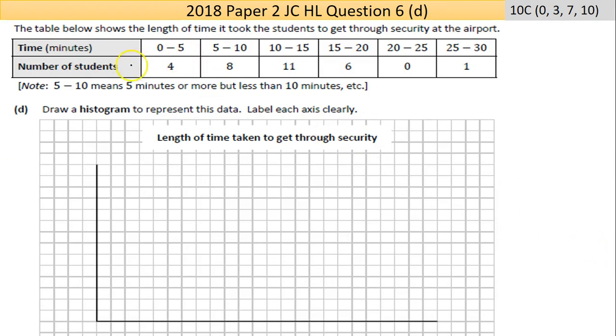Now part D here is worth 10 marks, so getting a good chunk. The table below shows the length of time it took the students to get through security at the airport. You have, again, a grouped frequency table. So we don't know if these 4 students all took 4 minutes or 5 minutes, or all of them took no minutes. Now, no minutes wouldn't make much sense, but whatever. You get the idea. So you got the different number of students. Now it all adds up to give you, what would that be? 12, 23, 29, 30, yeah.